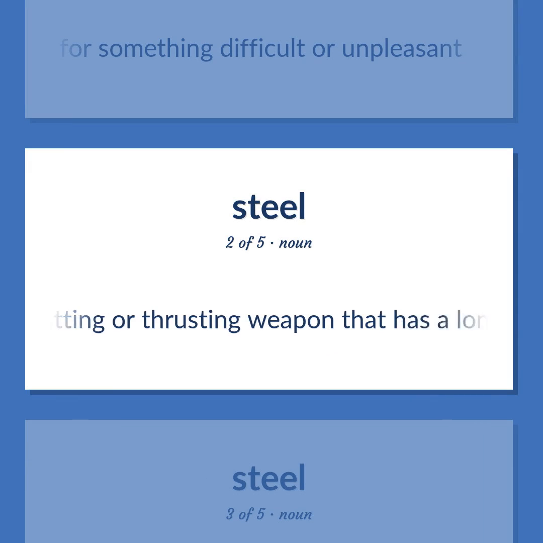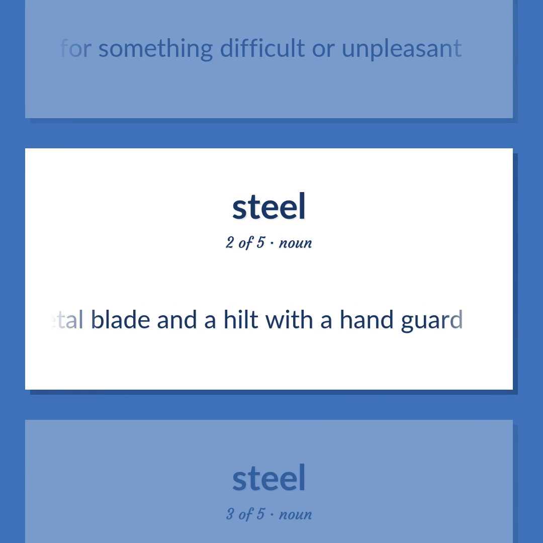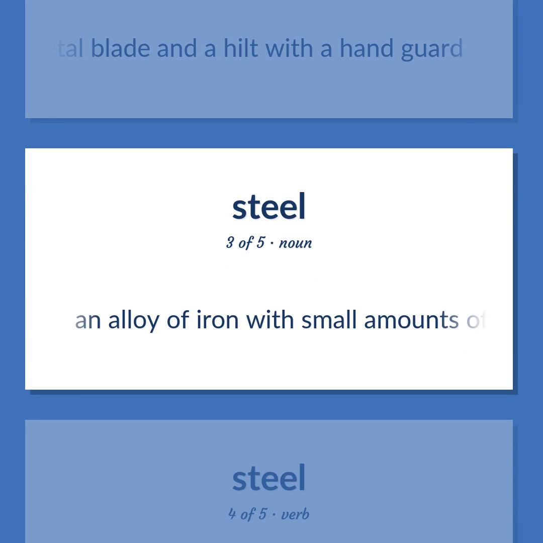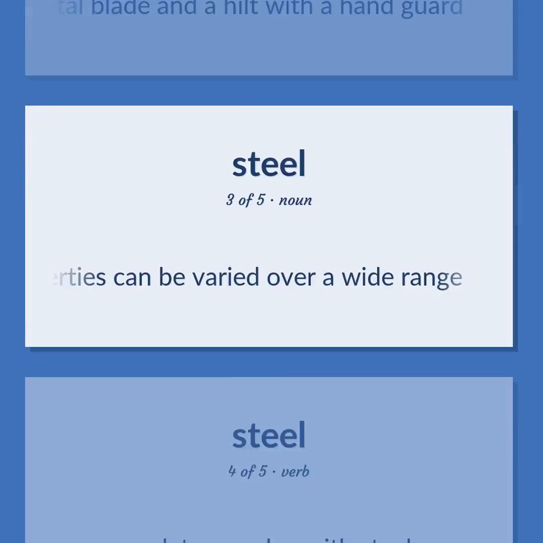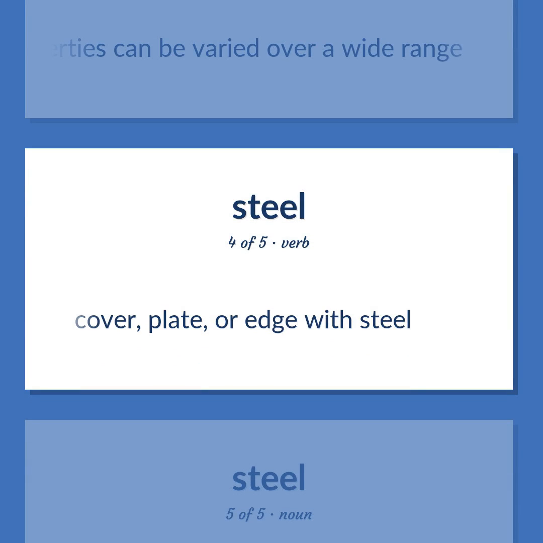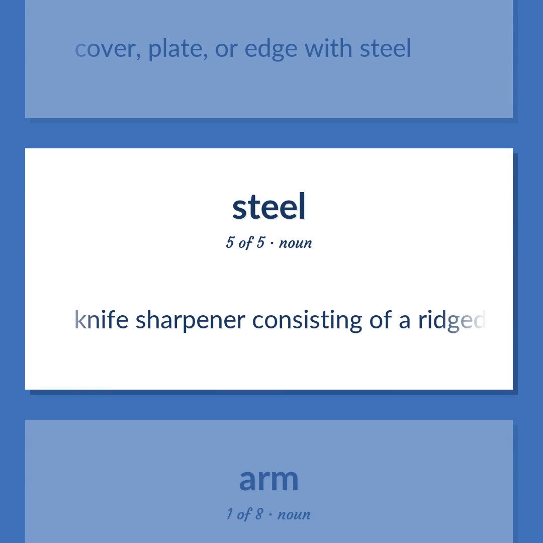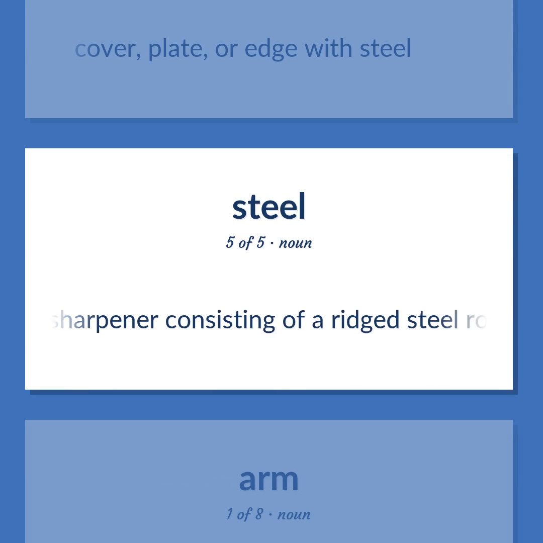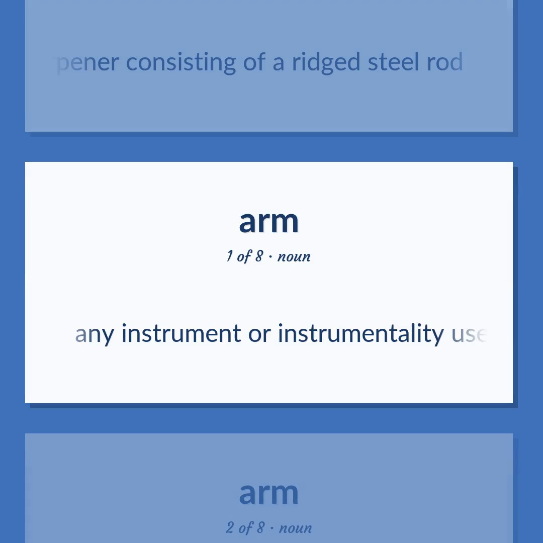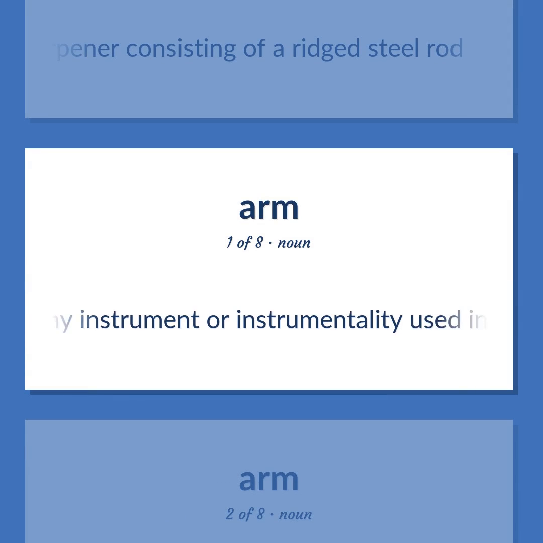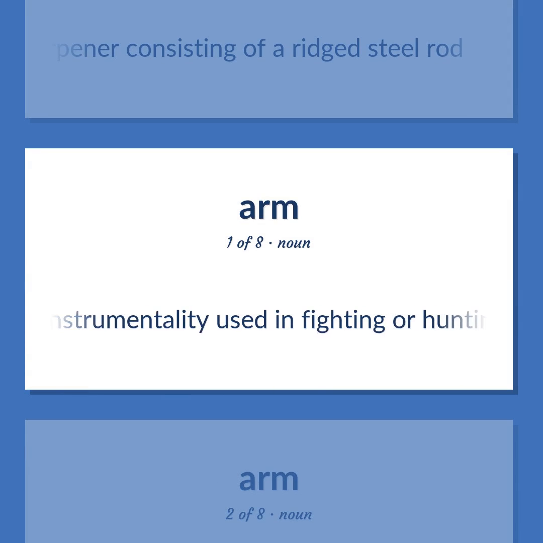A cutting or thrusting weapon that has a long metal blade and a hilt with a handguard. An alloy of iron with small amounts of carbon, widely used in construction. Mechanical properties can be varied over a wide range. Cover, plate, or edge with steel. Knife sharpener consisting of a ridged steel rod. Any instrument or instrumentality used in fighting or hunting.